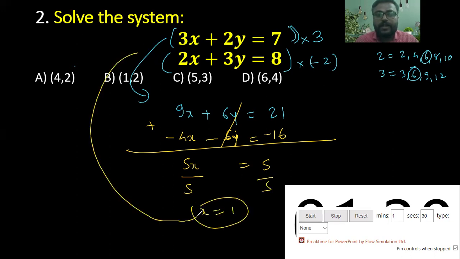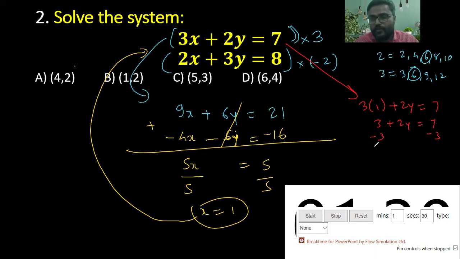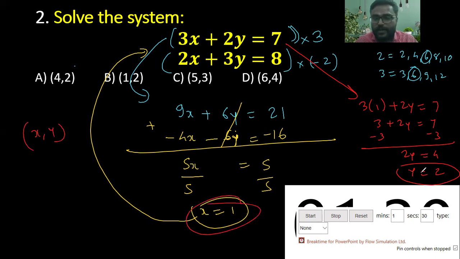Now just plug your x into any of these equations. So I'll plug it over here. 3 times 1 plus 2y is equal to 7. So we have 3 plus 2y is equal to 7. Subtract 3 from both sides. You have 2y is equal to 4, y is equal to 2 by dividing both sides by 2. So the answer would be nothing but x comma y, which is 1 comma 2.